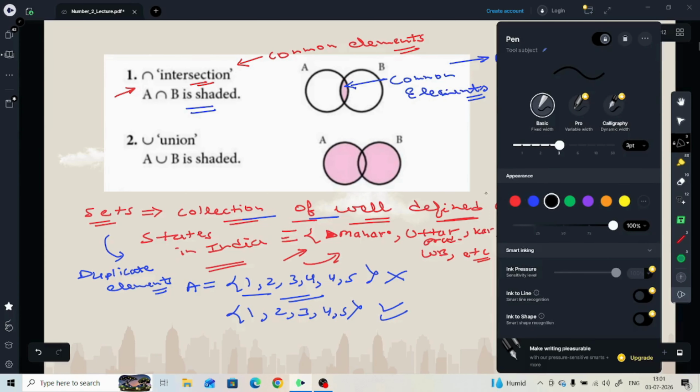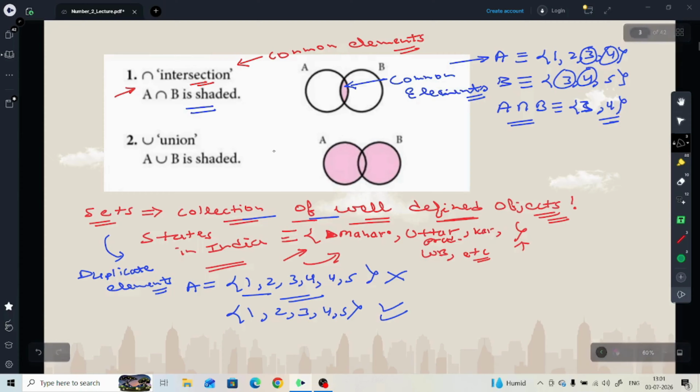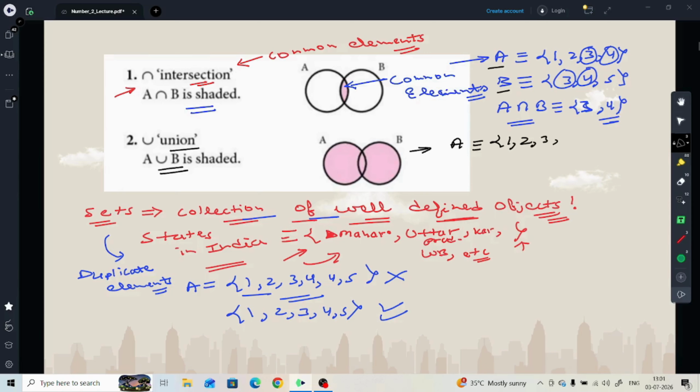Now if I move on further, the next thing is known as union of sets. Now what does it mean by union of sets? We just keep all the elements present in both the sets in this final set. For example, if we have A and B, in A we have 1, 2, 3, 4. And in B, we have 3, 4, 5.